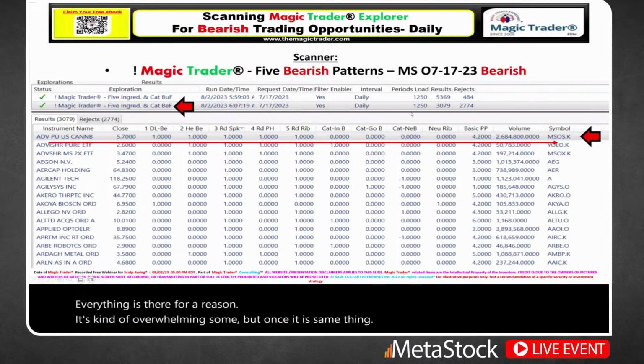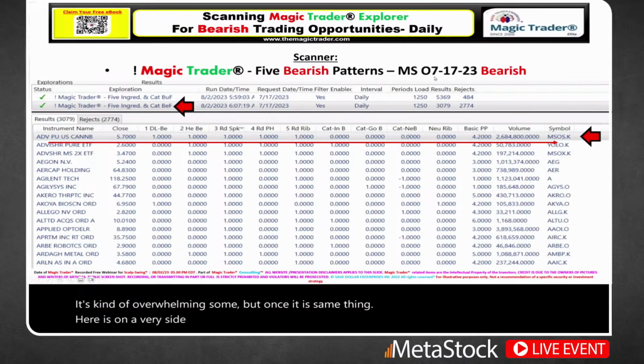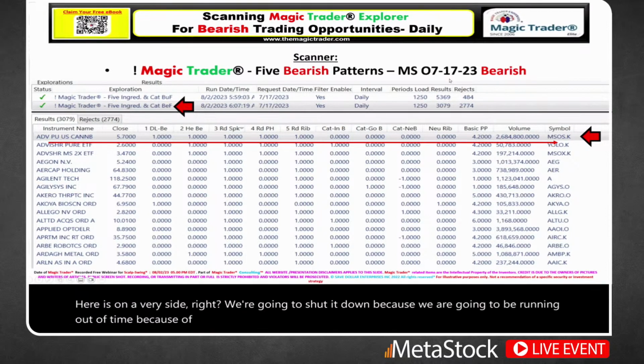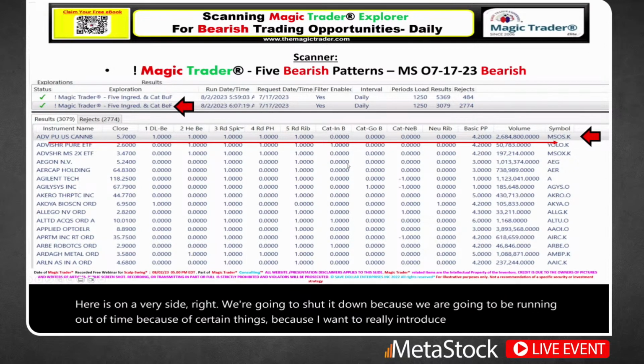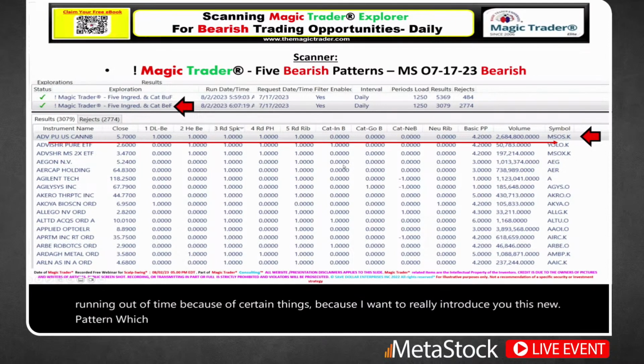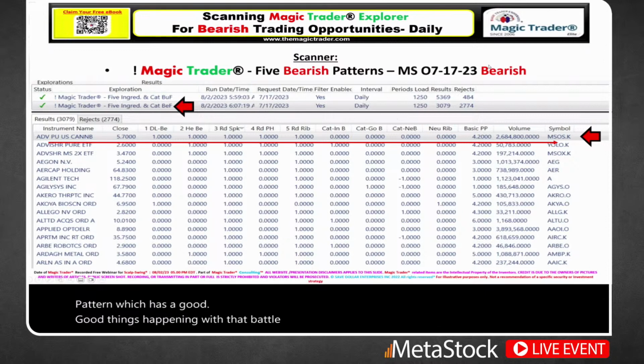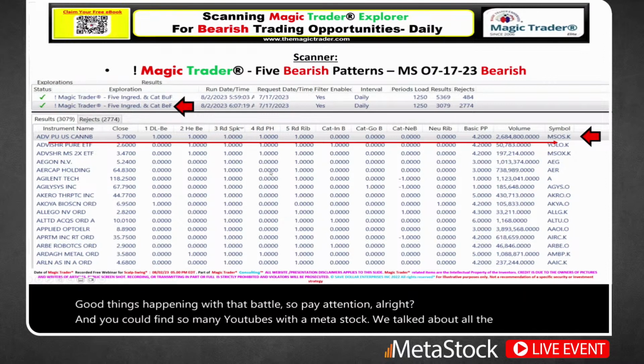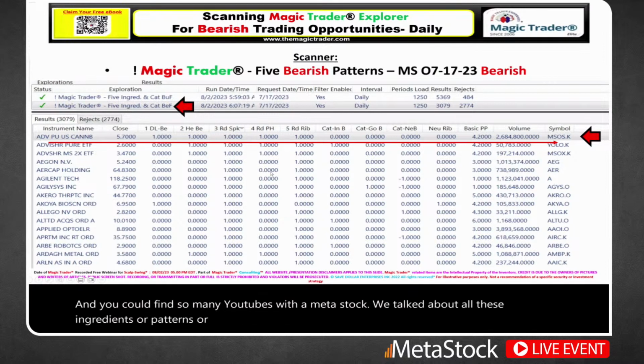Here is on a bearish side, right? We're going to short it down because we are going to be running out of time because of certain things. Because I want to really introduce you to this new pattern, which has good things happening with that pattern. So pay attention, all right? And you could find so many YouTubes with MetaStock. We talk about all these ingredients or patterns or whatever name it is.